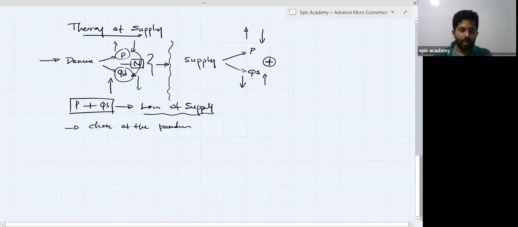You already identified that a price increase always encourages the producer. That's a choice. A price decrease always discourages the producer. That is a choice. And the second one is production ability.